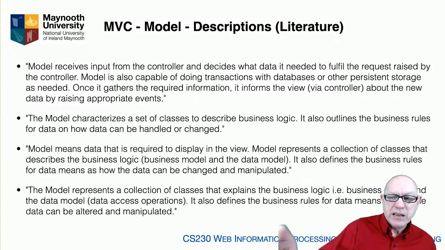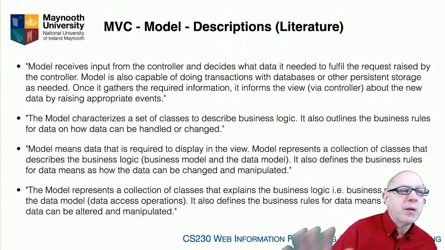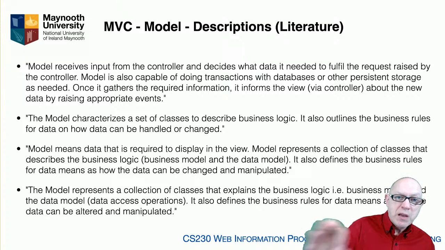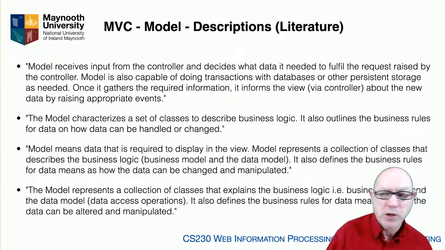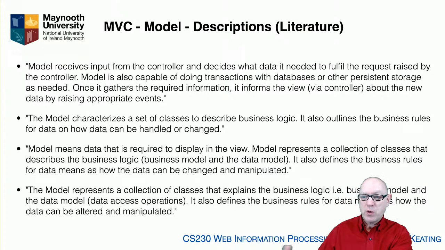The reason I give all of these different types, it's not to confuse you, is that they all tell you the exact same thing about model view controller. You may find a version that suits you to help with your understanding. So if you read one of these and you understand that one, well, then you get what's happening with model view controller. So for example, the second one, the model characterizes a set of classes to describe business logic.